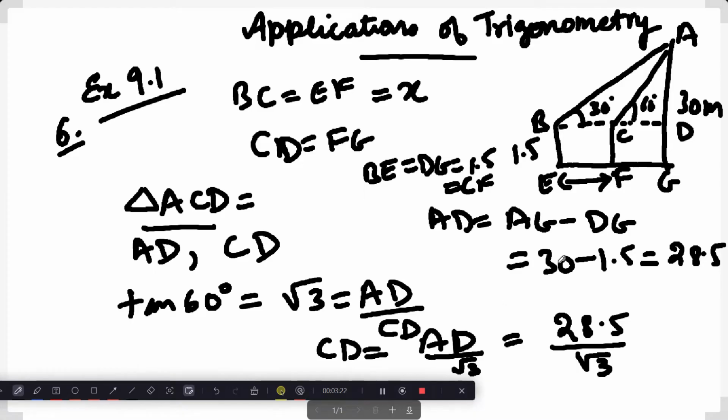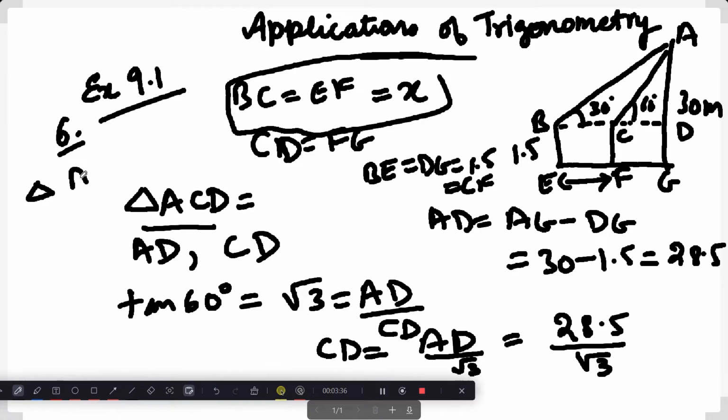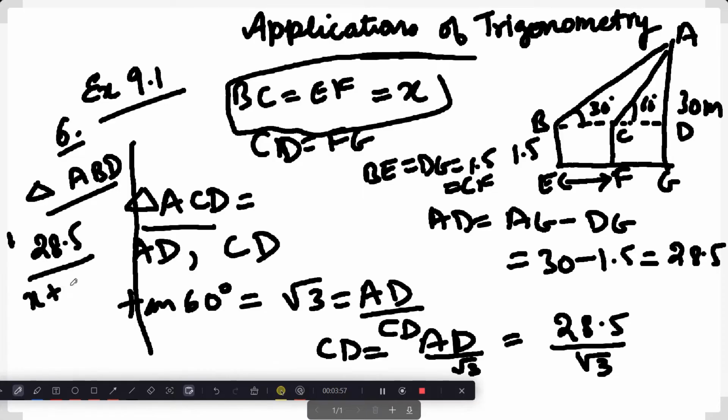Okay. Now we need to find out, so we know this now. We need to find out EF, right? We need to find out EF or BC, whatever. So let's look at triangle ABD. I'm just making it here because the figure is here. Okay. In triangle ABD, we know again AD, which is 28.5. We know CD. BC is X, right? So what is tan 30? Tan 30 is again 28.5 by X plus CD. Tan 30 is 1 by root 3.